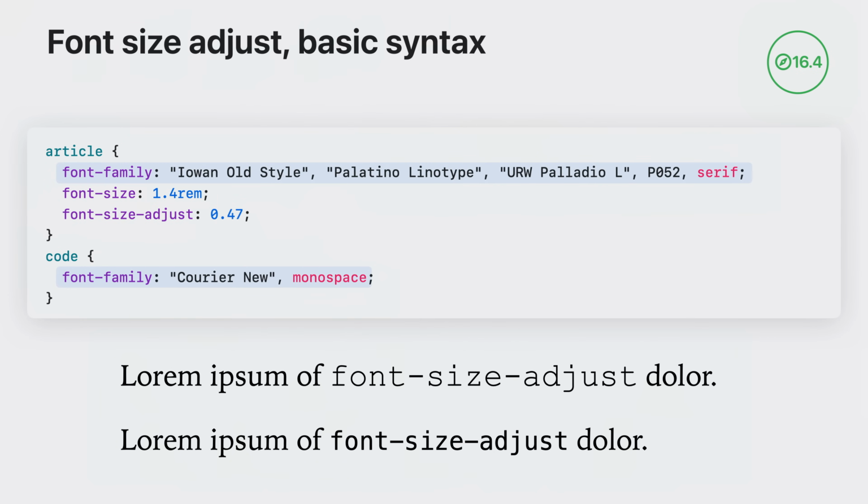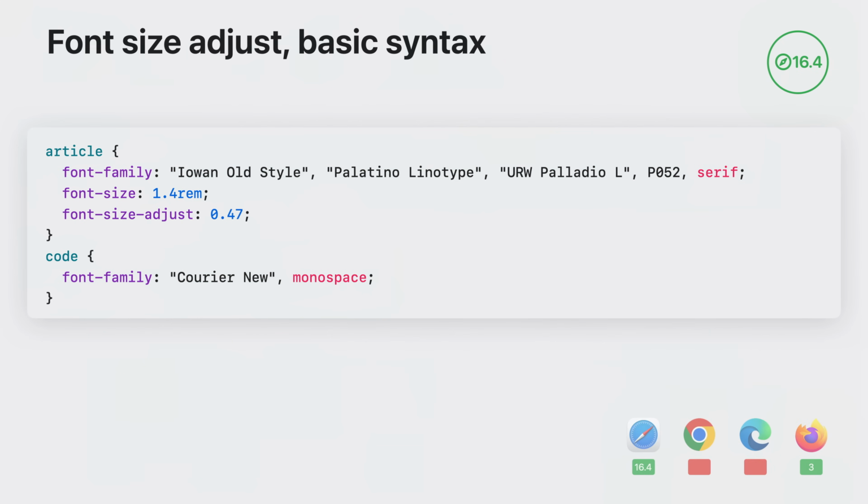Paragraph font, code font, no matter which font is used from either stack, the X height of each is always 47% of the specified font size. I picked 0.47 because it's what made Iowan Old Style look the same as it does without font size adjust applied. We ship support for these basic capabilities of font size adjust in Safari 16.4.